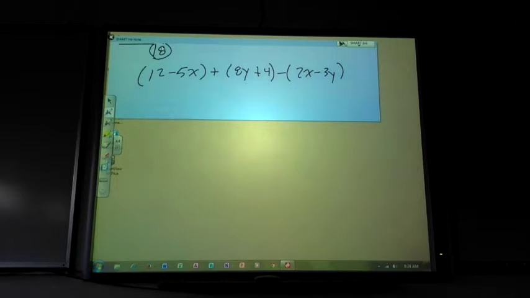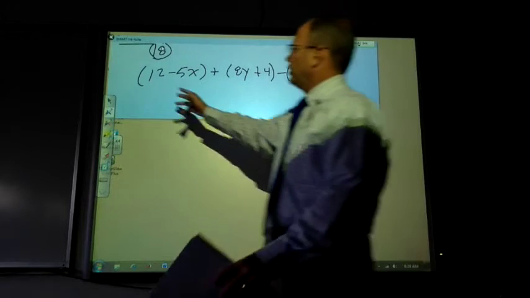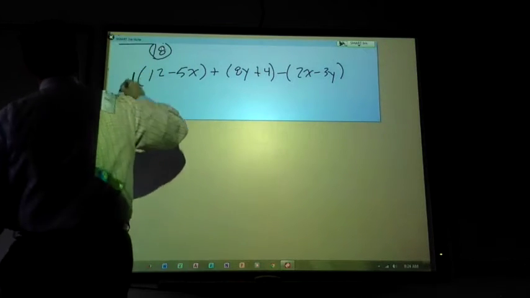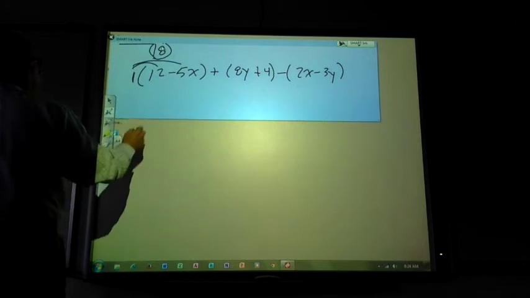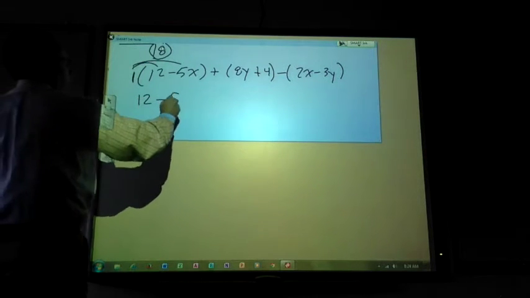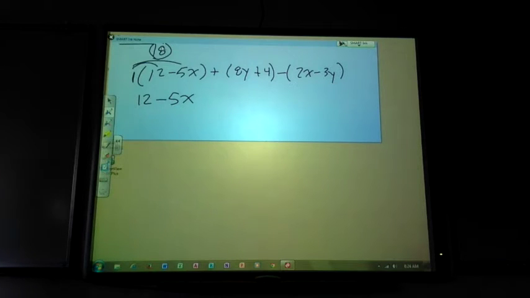Are we solving this? Are we figuring out what x and y are equal to? What tells us that we're not solving it or that we are solving it? Yeah. There's not an equal sign. So all that means is just combine any like terms. So we have parentheses here. There's nothing really out in front. Technically a 1 is, so you can distribute the 1 over. So I'm going to get 12 minus 5x from that. Is that okay?